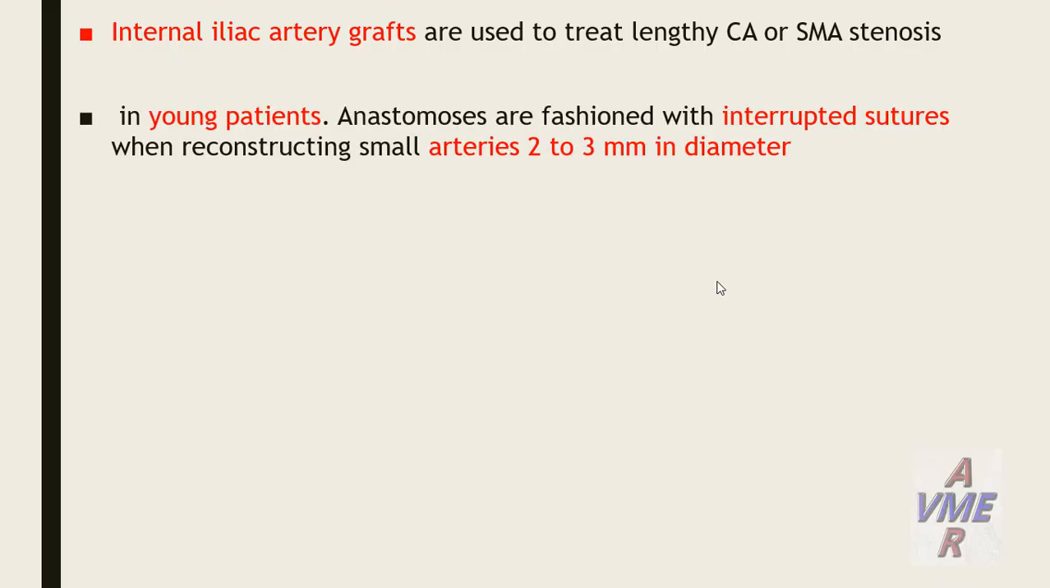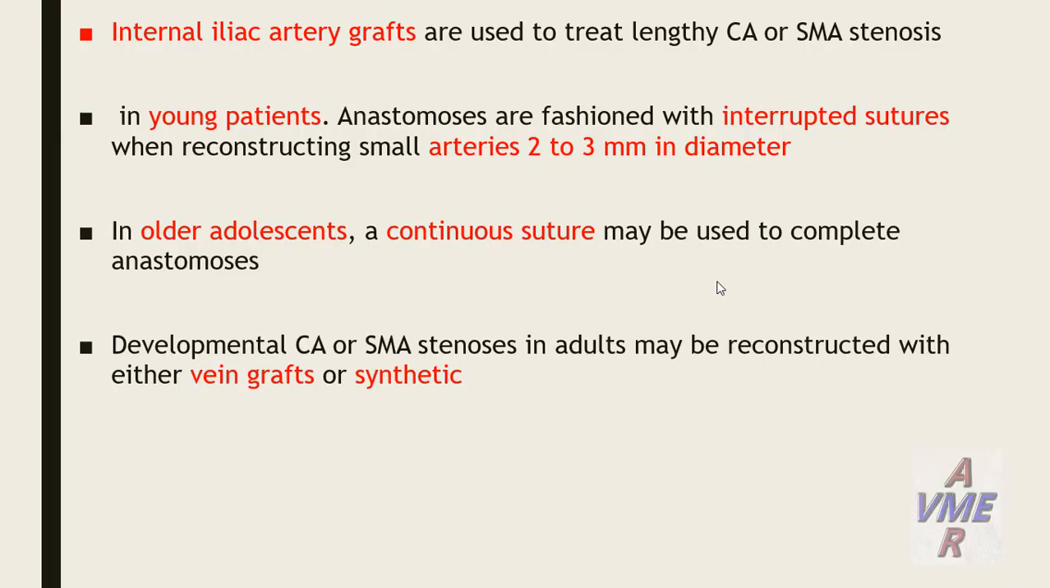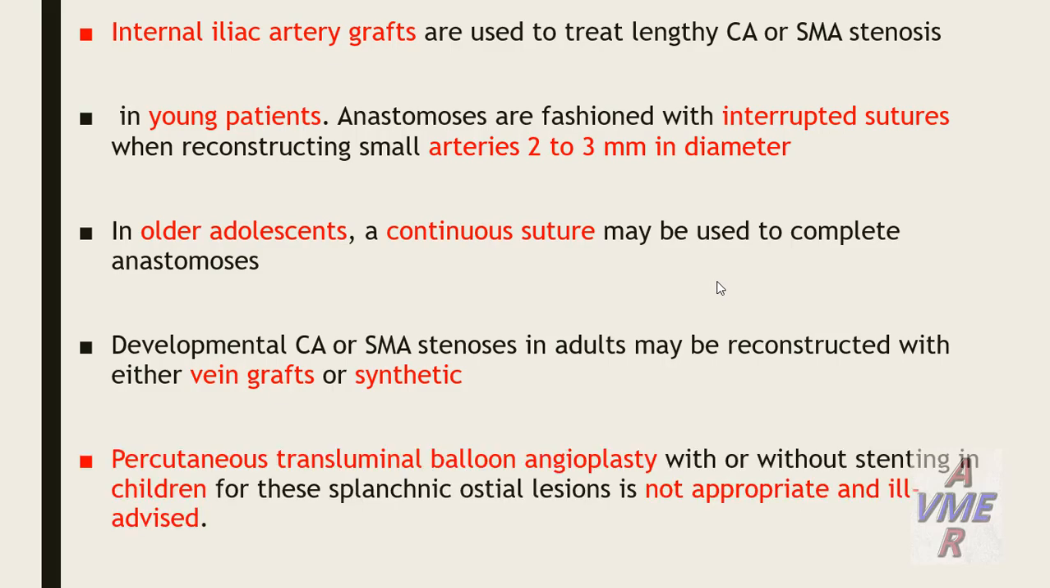In young patients, anastomoses are fashioned with interrupted suture when reconstructing small arteries 2 to 3 mm in diameter. In older adolescents, continuous suture may be used to complete the anastomosis. Developmental celiac trunk or superior mesenteric artery stenosis in adults may be reconstructed with either vein graft or synthetic. Percutaneous transluminal balloon angioplasty with or without stenting in children for this splanchnic ostial lesion is not appropriate and ill-advised.